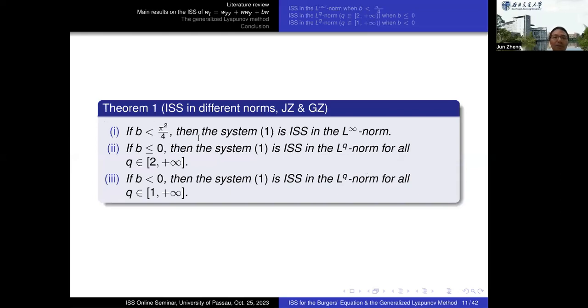This is the main result obtained in this work. The first result says that if B is strictly less than pi squared over 4, then the system is ISS in the spatial infinity norm. When B becomes non-positive, then we can prove that the system is ISS in the spatial L^q norm for any q no less than 2. Furthermore, if B becomes strictly negative, then the system is ISS in the spatial L^q norm for any q no less than 1. So I will show how to prove each result in this theorem.